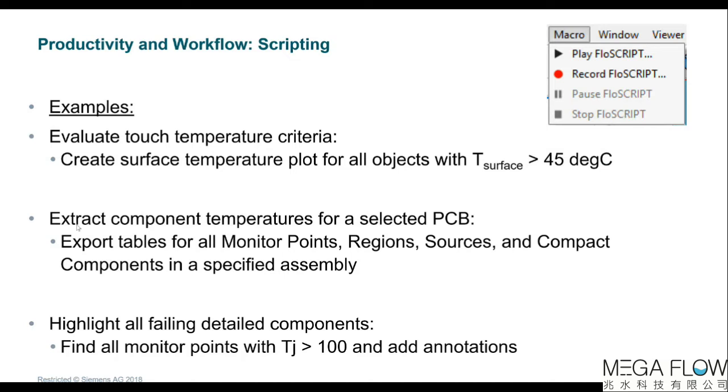So some examples of what you could consider scripting. So a flow script could be created to evaluate touch temperature criteria. So a script could be used to drive the edit find tool to find all objects that have a surface temperature greater than 45 degrees Celsius and create a surface temperature plot of only those objects. You could also use a flow script to automate results extraction for a selected printed circuit board. So a script could be available to find all monitor points, regions, sources, and compact components within a certain assembly, and simply export CSV tables for use downstream.